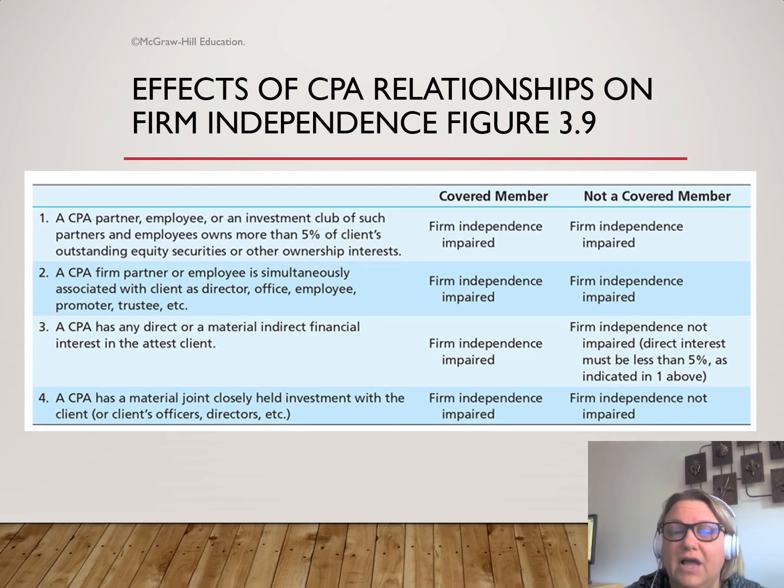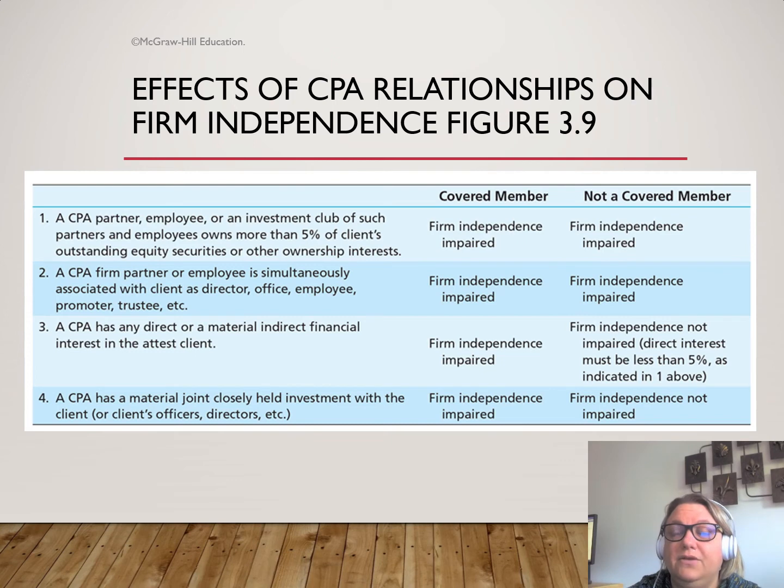If you're not a covered member, it's still impaired because somebody owns more than 5%. So you don't have to be a covered member or someone on the engagement; you're still impaired. A CPA partner or employee is simultaneously associated with the client as a director, officer, employee, promoter, or trustee. Everybody's impaired, whether they're on the engagement or not. The CPA has a direct or material indirect interest in the attest client. For a covered member, if it's material, even if it's indirect, let's say that mutual fund now owns 50% of Facebook, now you've got a material problem.